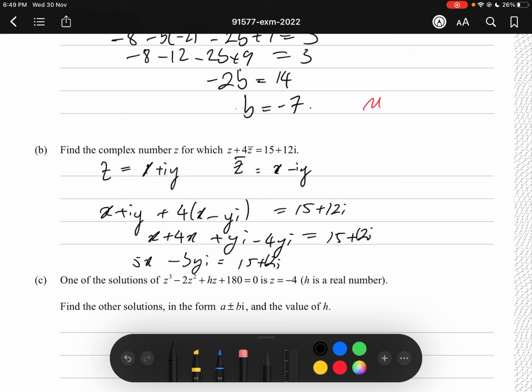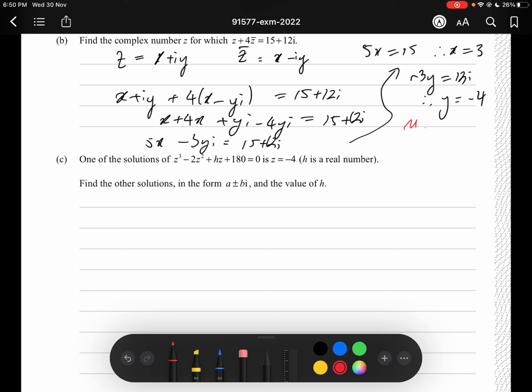And in this case, we just have this very simple case of the real part equal to the real part and the imaginary part equal to the imaginary part. So we'll just have 5x equals 15, x equals 3, and we will have negative 3y equals 12, and therefore y equals negative 4. So x equals 3 and y equals negative 4, and we should find another achieved grade here.